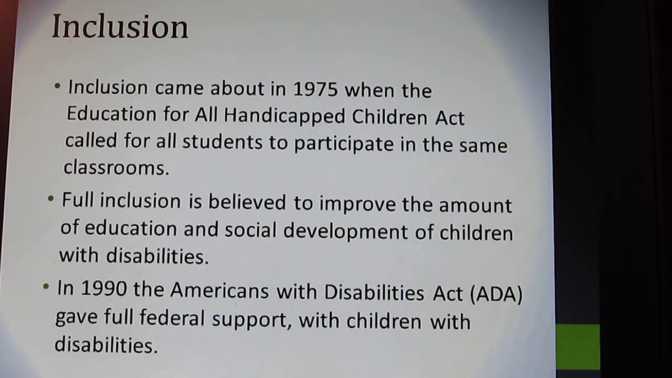Inclusion. Inclusion came about in 1975 when the Education for All Handicapped Children Act called for all students to participate in the same classrooms. Full inclusion is believed to improve the amount of education and social development of children with disabilities. And then in 1990, the Americans with Disabilities Act, ADA, gave full federal support to children with disabilities.